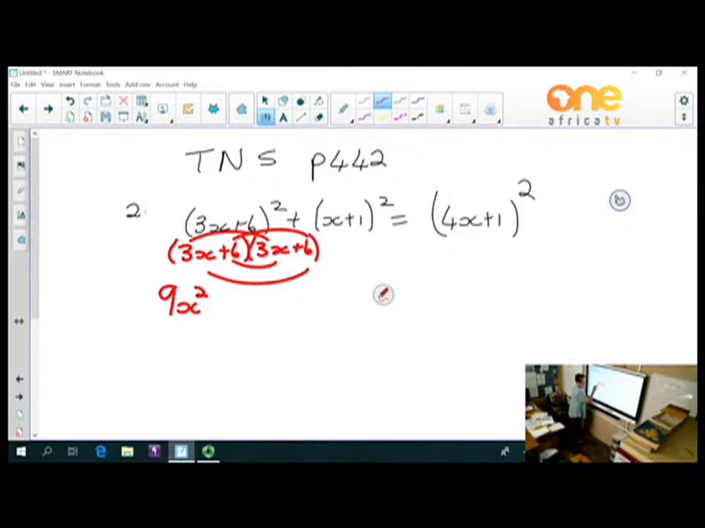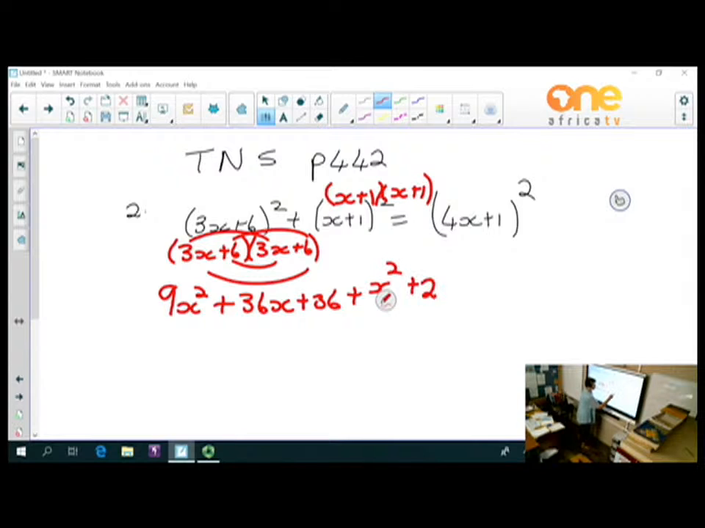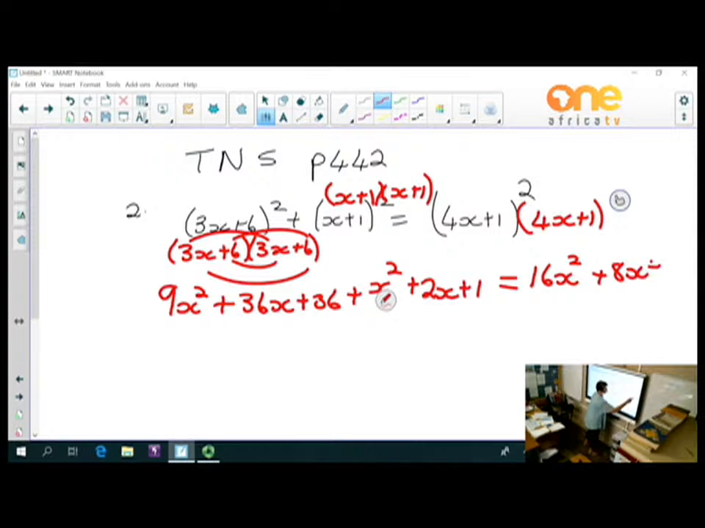This is 18x plus another 18x, so it's 36x, plus 36. Plus, so now I'm taking this one, it is (x + 1) times (x + 1), which is then x² + 2x + 1, is equal to, and on this side, 16x². Remember, there's another (4x + 1) there, plus 8x plus 1.